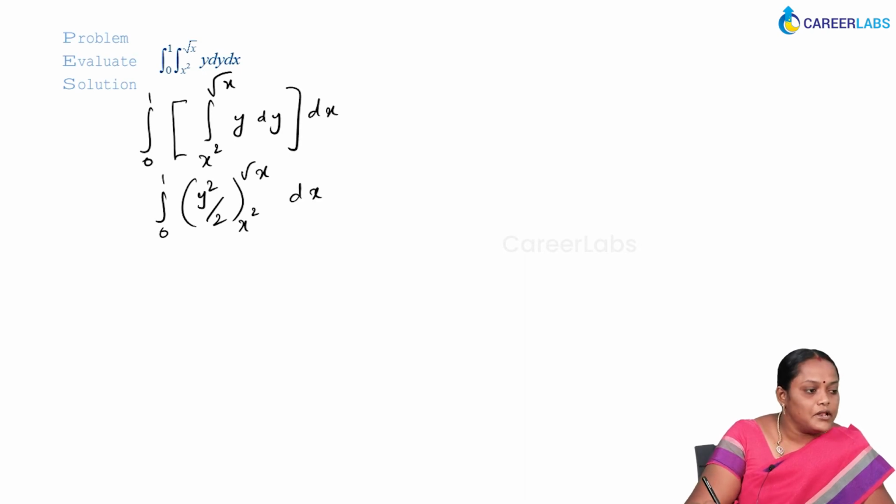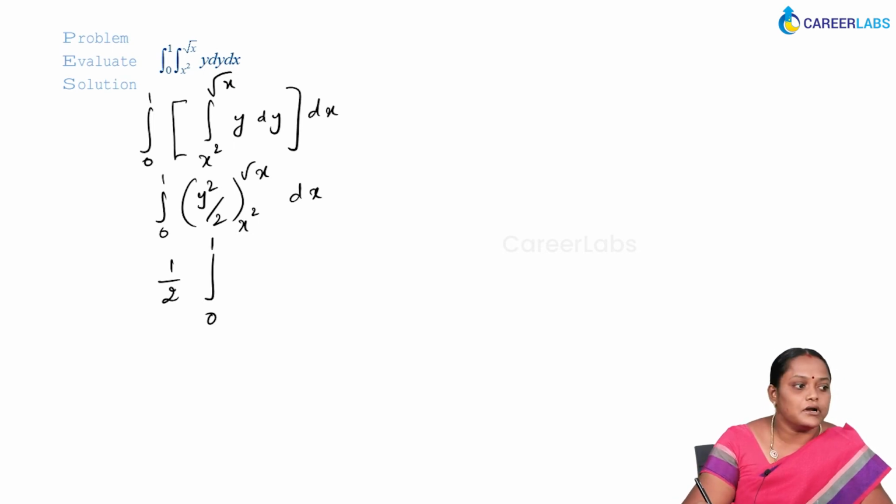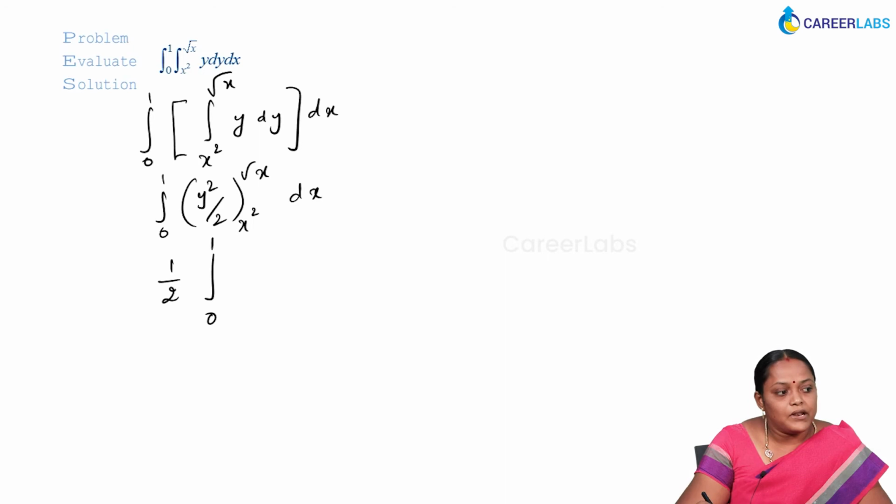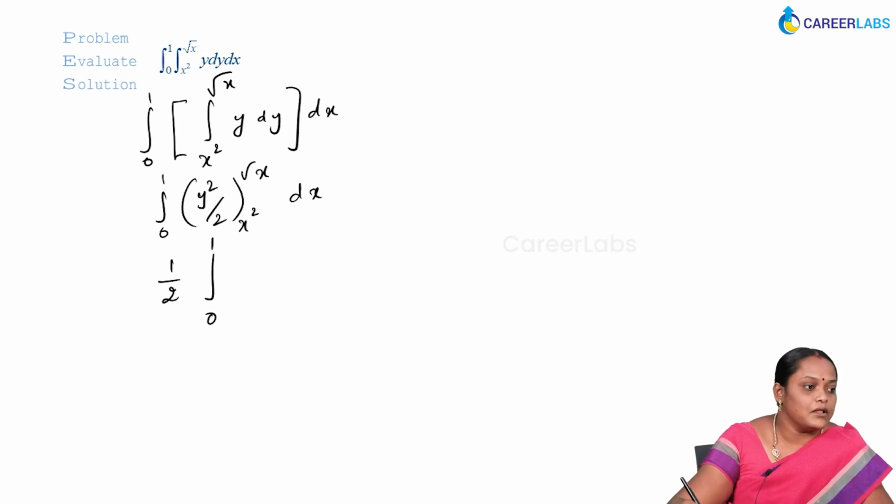So let us take 1 by 2 common, it is a constant, let us take it outside the integral. So this is integral 0 to 1. When you apply the upper limit, it is root x the whole square. So what is root x the whole square? This is going to be x. So this is x minus, and lower limit the whole square, that is x square the whole square will give you x power 4 into dx.